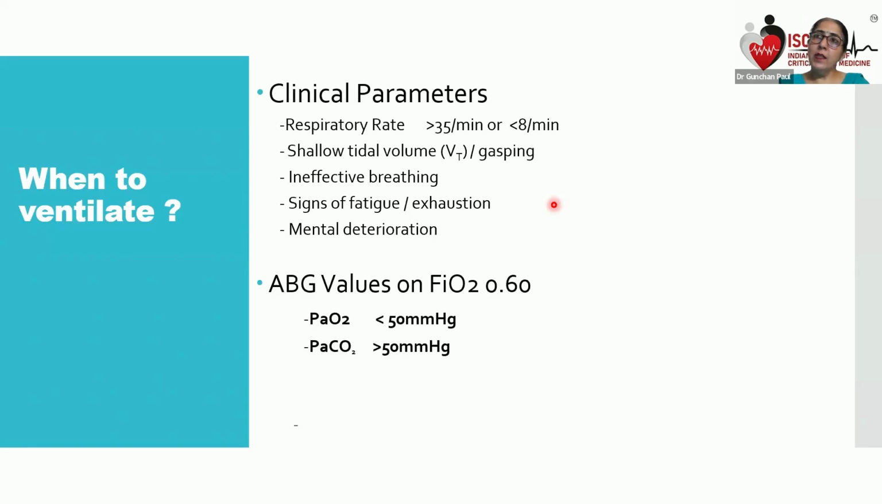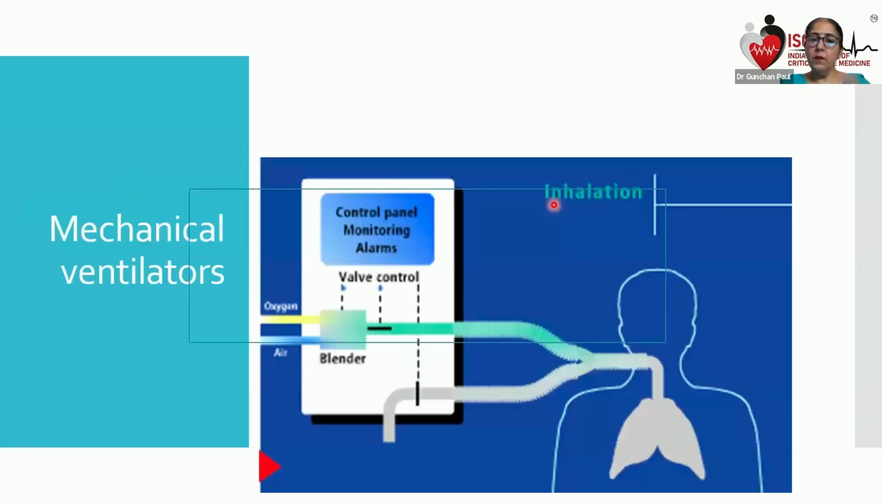Both of them indicate that either there is hypoxia or hypercarbia and the patient needs some assistance, either in the form of NIV or a mechanical invasive ventilation. So we are basically going to discuss invasive mechanical ventilation. So what is a mechanical ventilator?